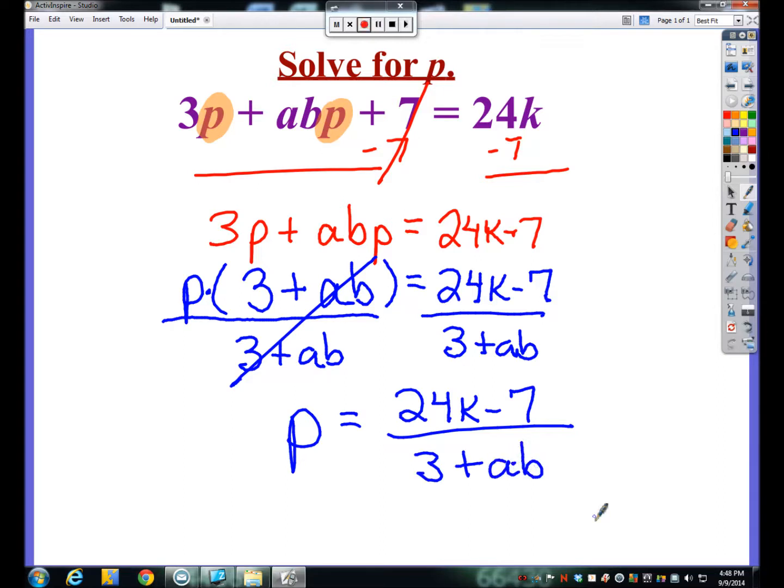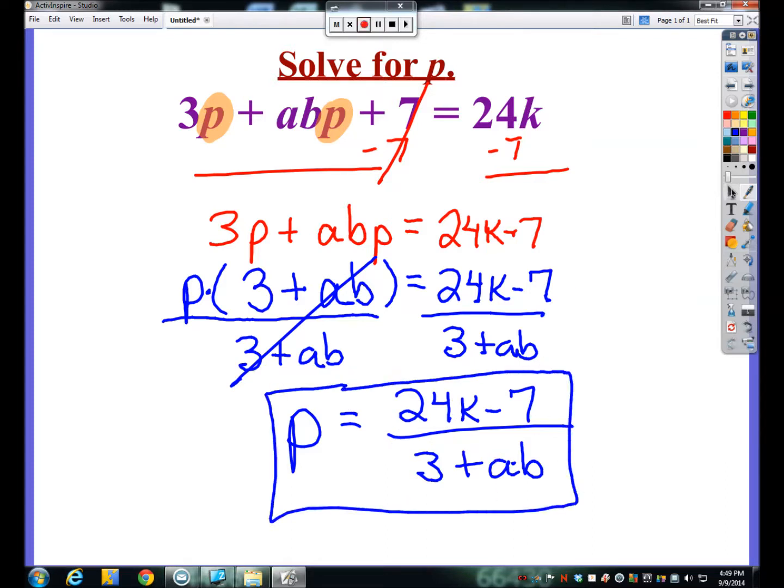Now, you might ask, can I simplify anything? Can I simplify the 24 and 3 here and say that's 8? And the quick answer would be no. I've got junk in both trunks, in the numerator and denominator. Nothing in this mess here can simplify at all. So that would be my final answer for P.